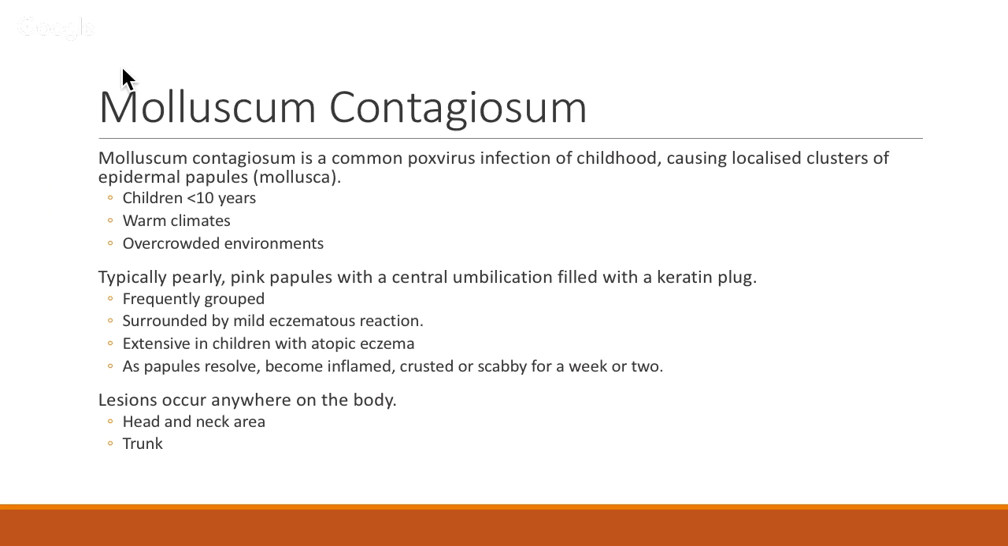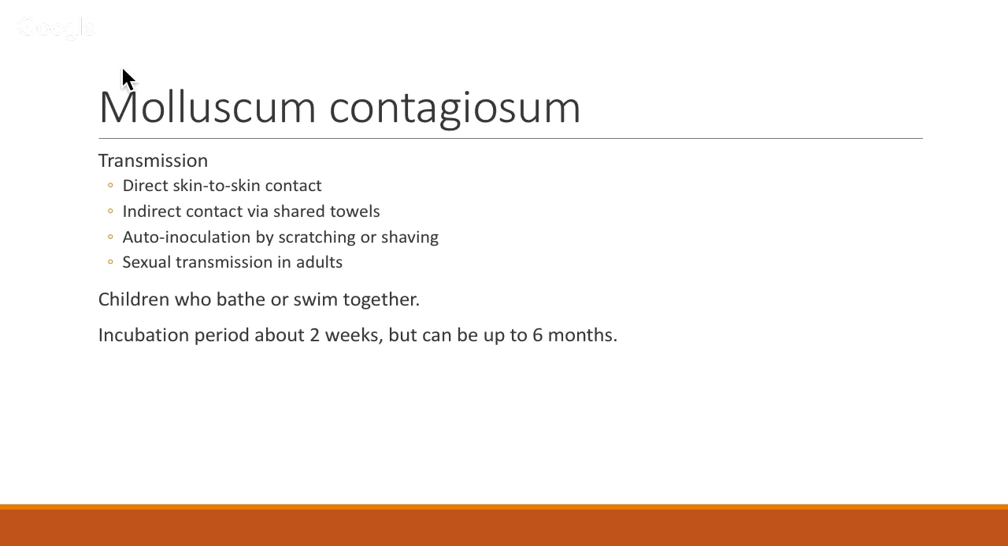So with how you would describe it, it's a pearly pink papule with an umbilicated core filled with a keratin plug. And that's something that you can actually physically express, which is one of the treatments. Frequently grouped together. And if you've got atopic eczema, you're more likely to get it extensive. Lesions can occur anywhere on the body. So transmission, direct skin-to-skin contact, but also indirect contact by shared towels, auto-inoculation, sexual transmission in adults. Commonly, you'll see like the child who goes for a swim and then after that develops these lesions. An incubation period is about 2 weeks, but it can be up to 6 months.